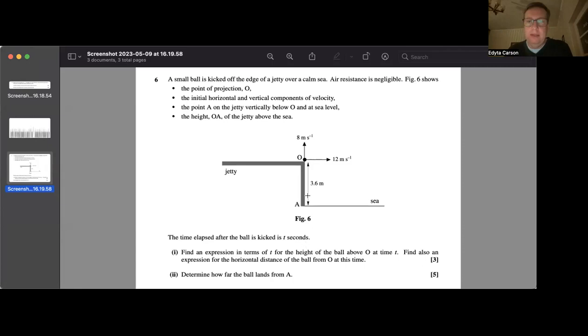So what we really need to do is figure out how long it takes to drop 3.6 meters despite the fact it's been launched upwards and away from the sea. That's basically the question. So let me flick back. So how far the ball lands from A? So in other words, what's called the range.